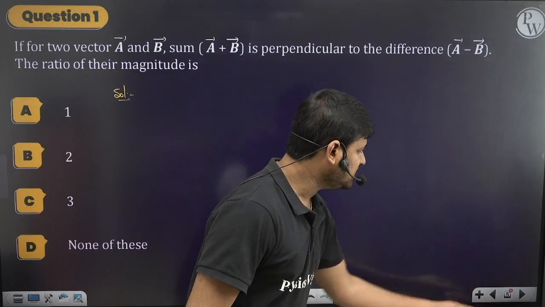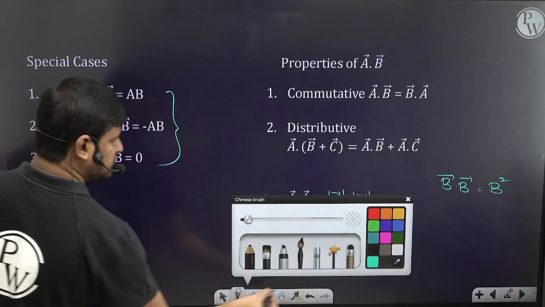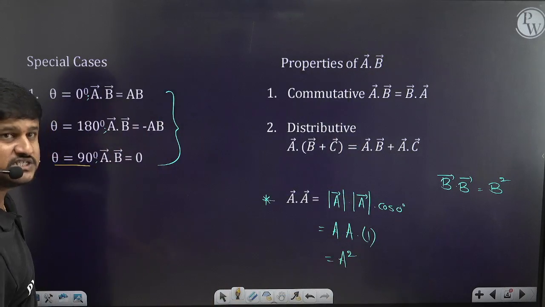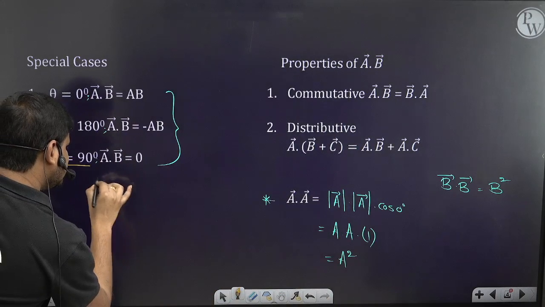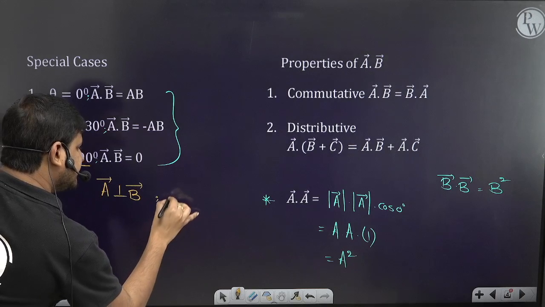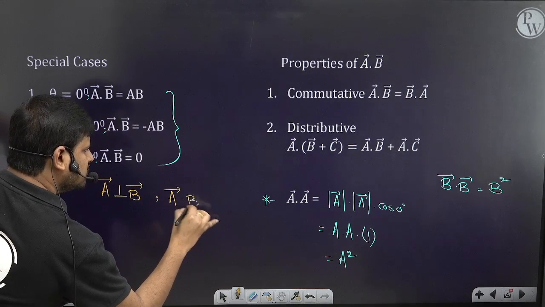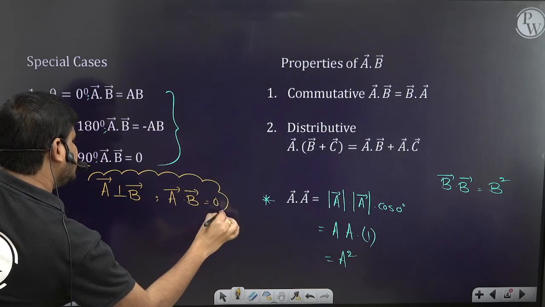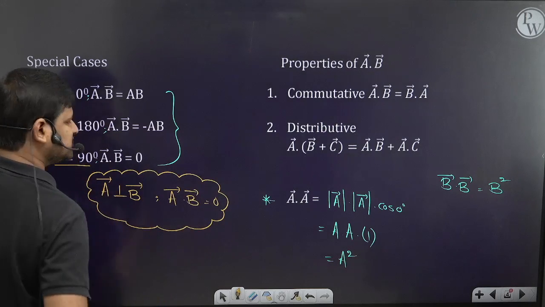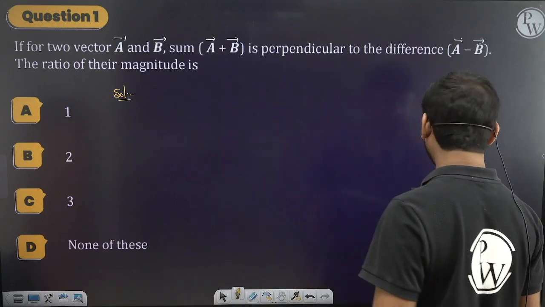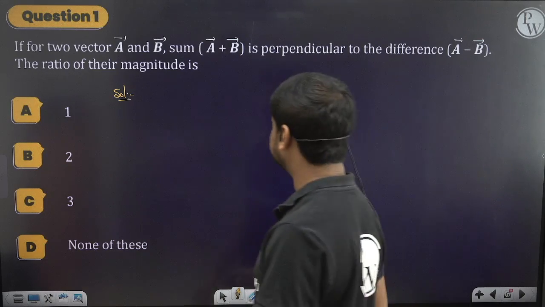Here, one thing that you should understand: if two vectors are perpendicular to each other, then their dot product is 0. If vector A is perpendicular to vector B, then their dot product is 0. Remember this. When two vectors are perpendicular to each other, their dot product will be equal to 0, because perpendicular means theta is 90, cos 90 is 0, so overall it comes out to be 0.